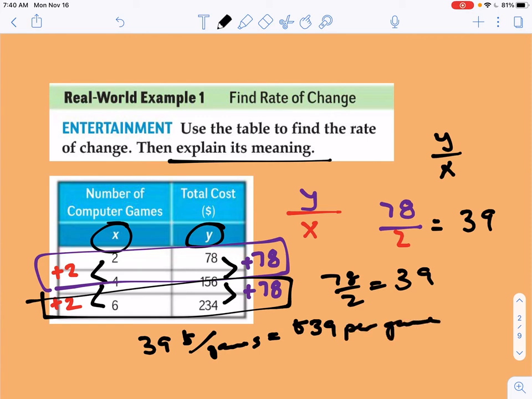And if you explain its meaning, well, all that means is that each game costs $39. It's that simple. Just like in the early example I used, every hour you can drive 25 miles. That's what the rate means.